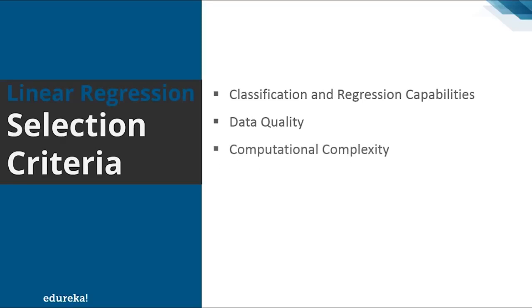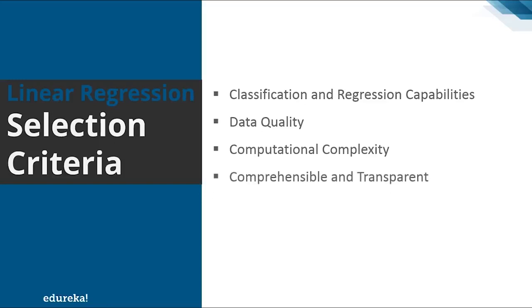Next is computational complexity. A linear regression is often not computationally expensive as compared to the decision tree or the clustering algorithm. The order of complexity for n training examples and x features usually falls in either big O of x square or big O of xn.